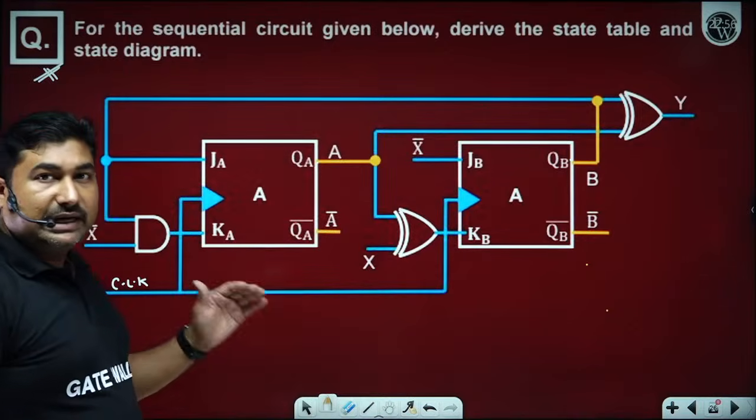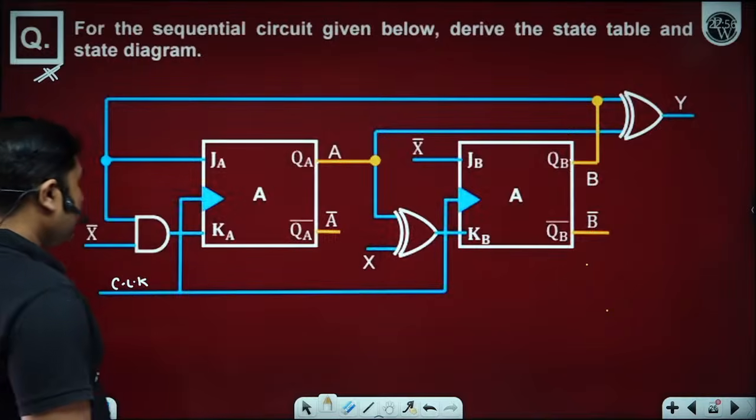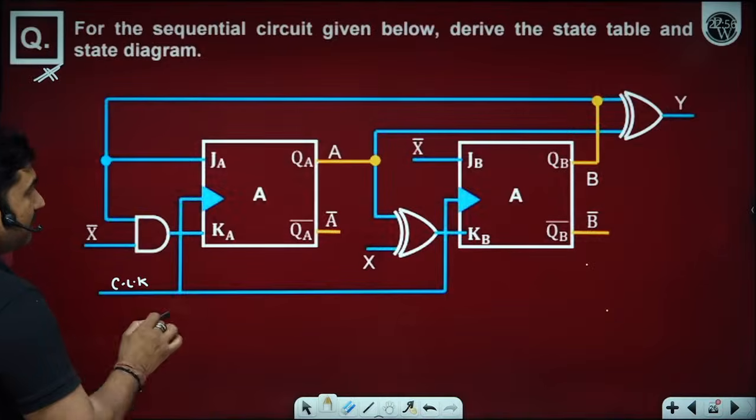First of all, we need to write the state table. We will use the modified state table to draw the state diagram. So please observe here. First of all, we need to identify the inputs to the different flip-flops.